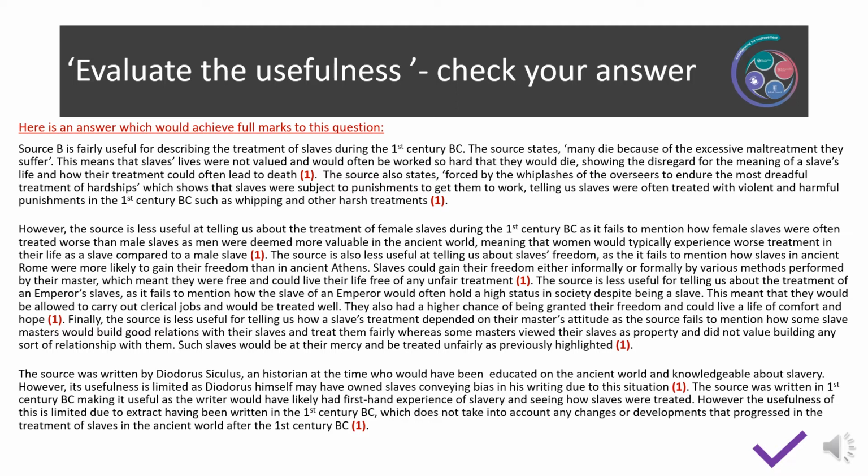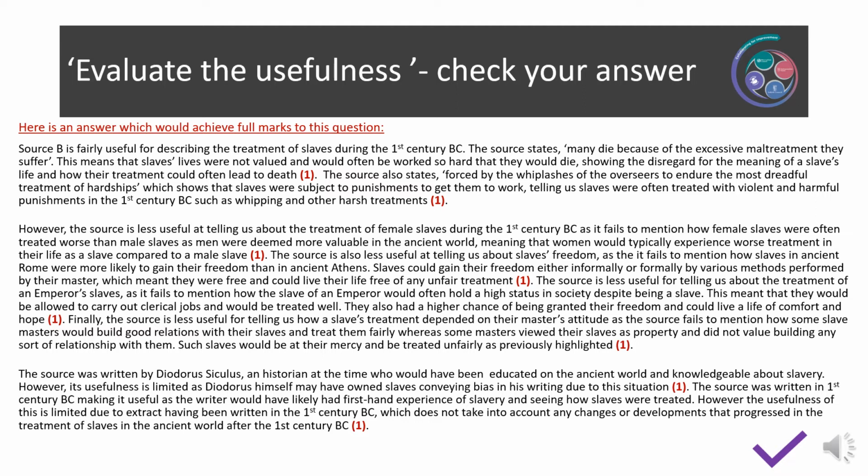The source is also less useful telling us about the slave freedom, as it fails to mention how slaves in ancient Rome were more likely to gain their freedom than in ancient Athens. Slaves could gain their freedom either informally or formally by various methods performed by their master, which meant they were free and could live their life free of any unfair treatment.